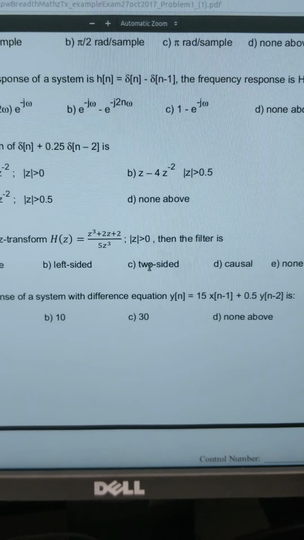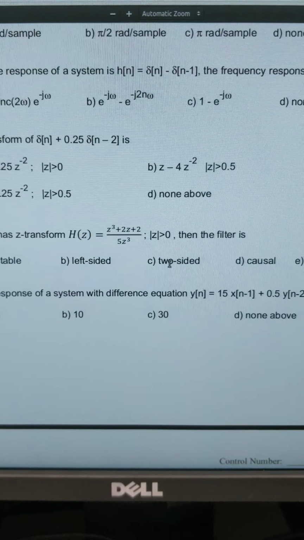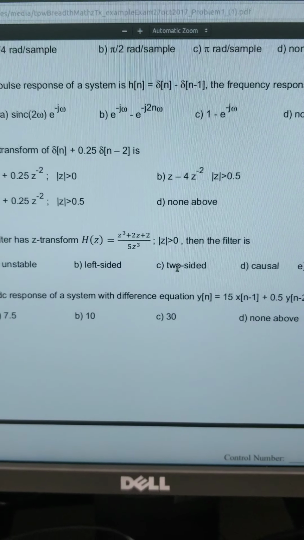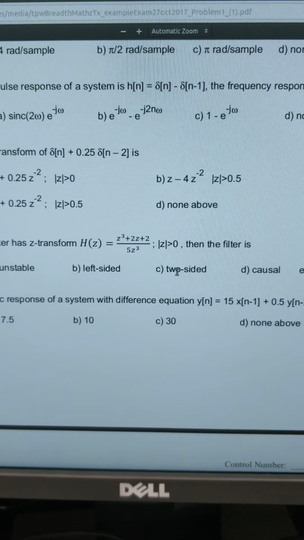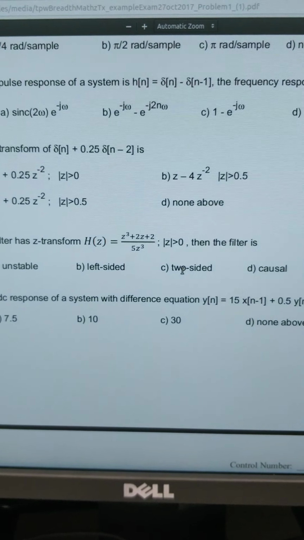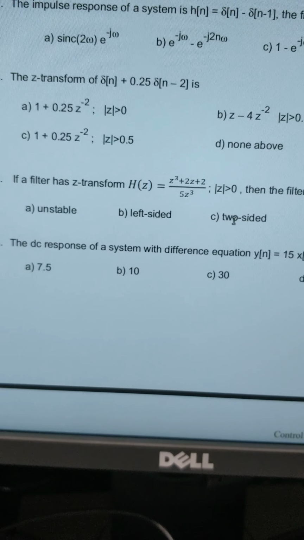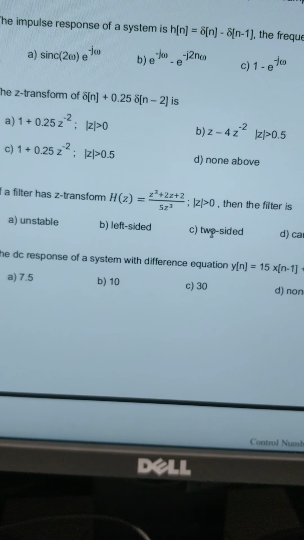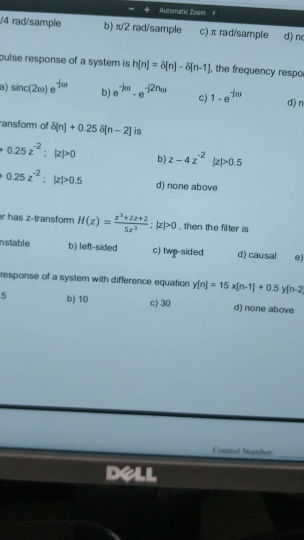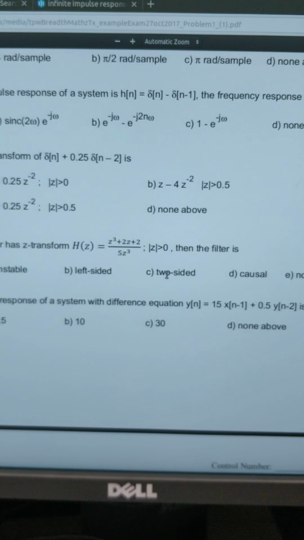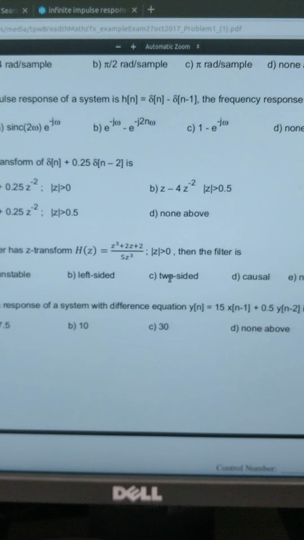So if we look at this problem, when we are given a regions of convergence, one of the things that we can automatically remove from this selection is unstable, because the regions of convergence implies that we are bounded. So when x of z is outside of the region of convergence, then our system becomes unstable. But since all Z transform must give an ROC, we are stable.